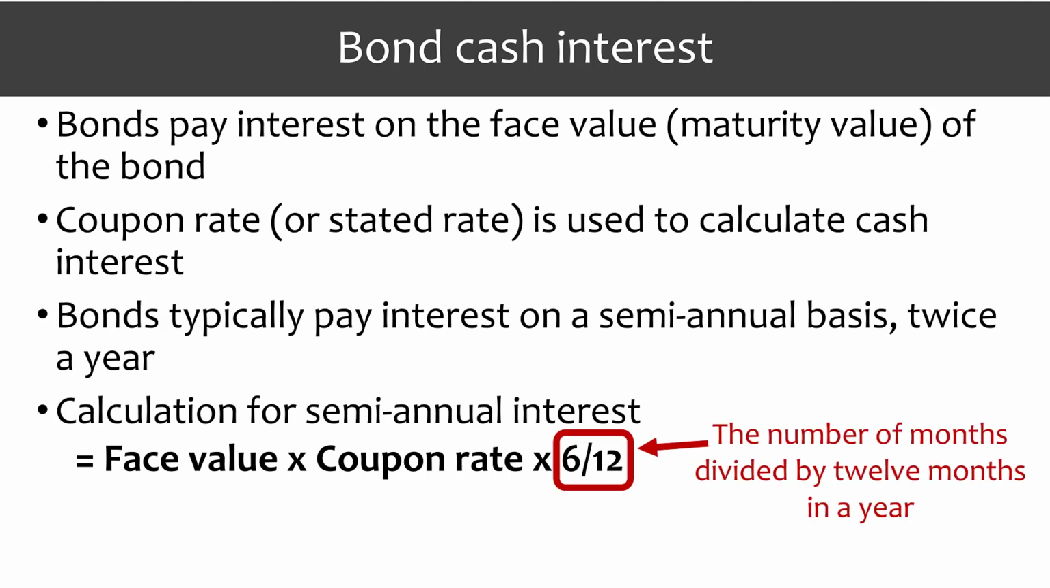Let me talk about that 6 divided by 12 for a minute. The 6 stands for the number of months. The 12 is the number of months in a year. 6 divided by 12 is 1/2, which is what we want for semi-annual interest. This formula is useful for prorating interest over different months too. So if an organization needs to accrue interest for, say, 2 months, this formula can still be used. The organization would take the face value times coupon rate times 2 divided by 12.